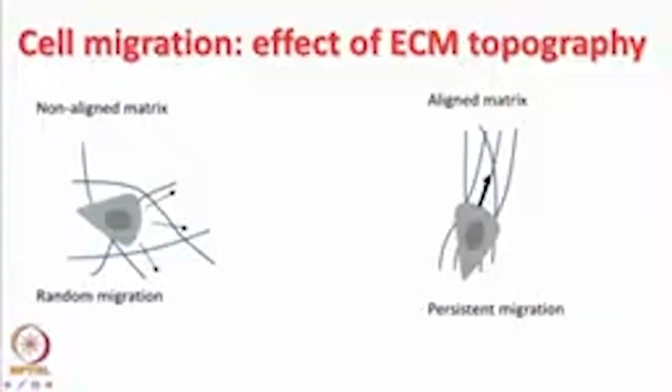However, if you envision another situation where the matrix fibers are very aligned, then you could see that these cells have a greater tendency to migrate along the direction in which the fibers are aligned. So, what you would get is persistent migration versus random migration. How would I draw what constitutes random migration versus persistent migration? Let me draw a trajectory.